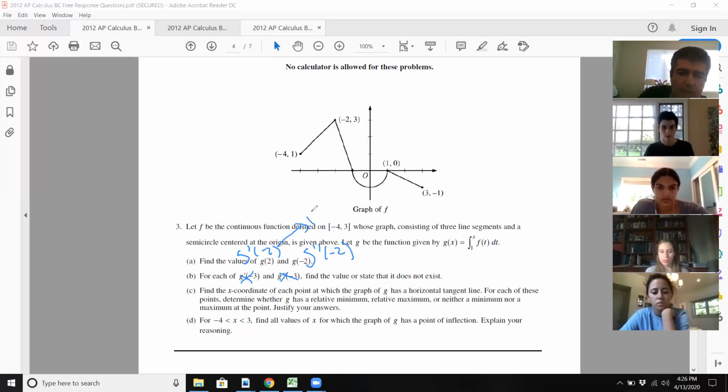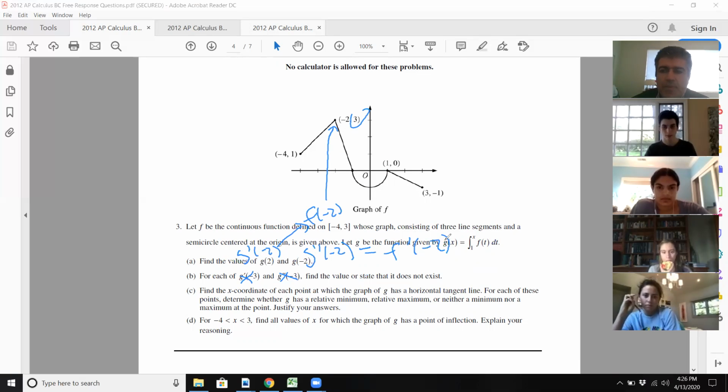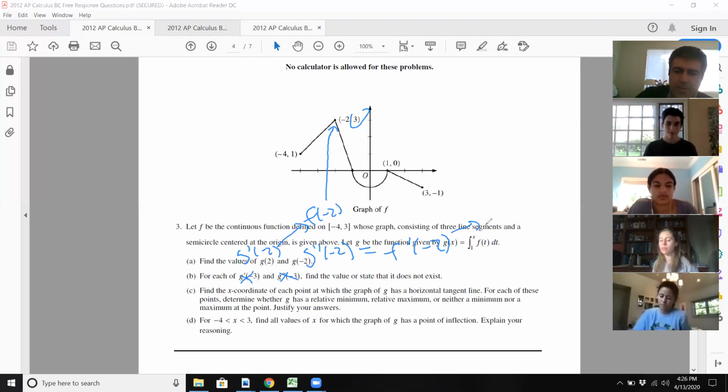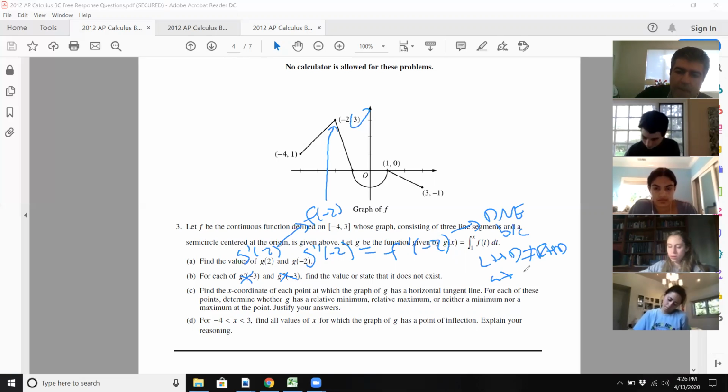Now, G prime of negative 2 is F of negative 2. Well, of course I know what that is. That's 3. This is going to be F prime of negative 2. What's the problem with that? Why is that a problem, to find F prime of negative 2? It's a corner. You're not differentiable at corners. That does not exist, because the left-hand derivative will not equal the right-hand derivative at corners. That would be your explanation. That's the reason why. So that would be one possibility.